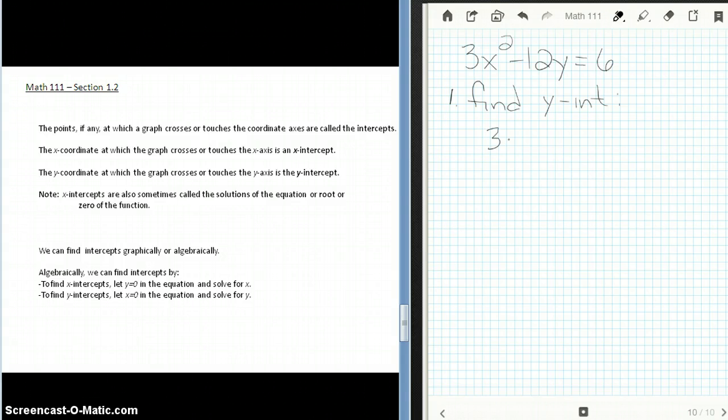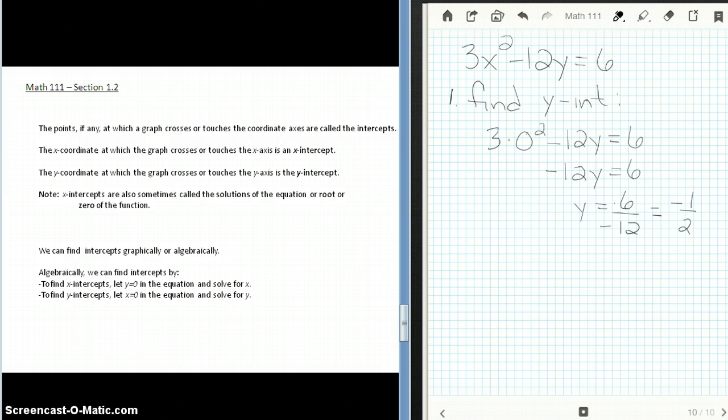So that means we do 3 times 0 squared minus 12y equals 6. Okay, this is all 0 over here, right? Because 3 times 0 is 0, so that's gone. So this is just negative 12y equals 6. And we divide both sides by negative 12 to get y equals 6 over negative 12, which, if you remember, is what? Negative 1/2. Well, that's interesting.